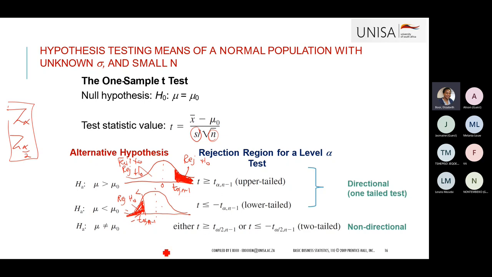Similar for a two-tail, you will have the same. You will have this area and that area. Anything that falls on this side, we reject the null hypothesis at T of alpha divided by 2 and N minus 1 for both sides. So it will be T alpha divided by 2. We take our alpha and divide it by 2 so that it can be distributed in those two areas, and your N minus 1. So we're going to look at the example just now.